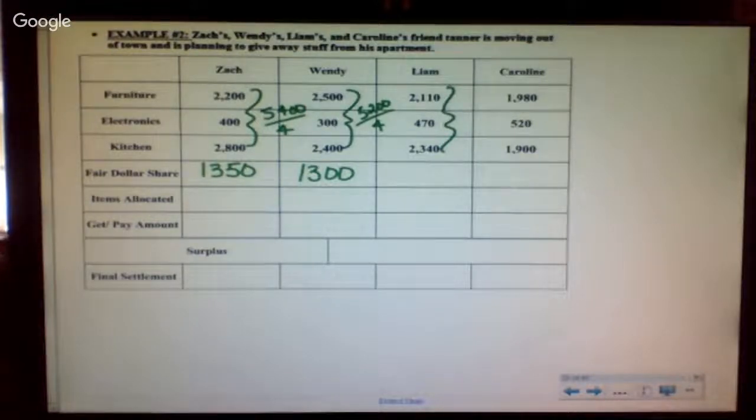His fair dollar share is 1230. And finally, Caroline's: $1,100.